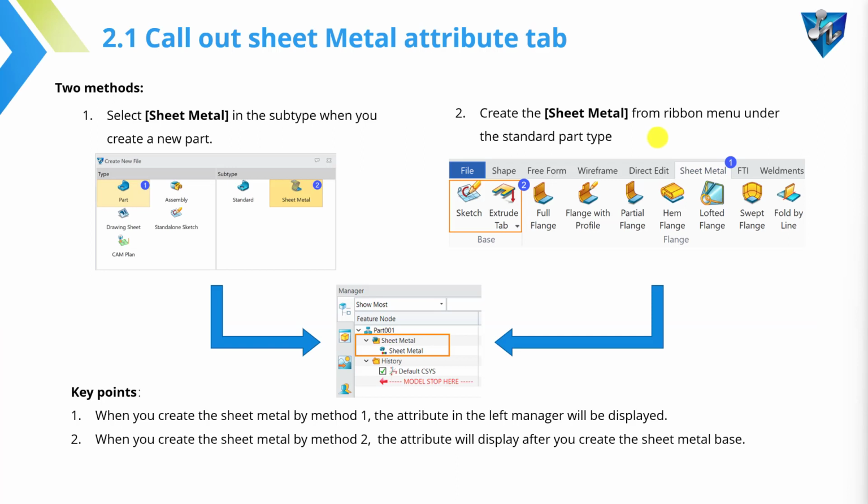Alright, first of all, let's see how to call out the attribute tab in the History Manager. As you already know, we can create a sheet metal part by two methods. The first method is to select sheet metal as the subtype when you create a part. So in this case, the attribute tab will be available for you once you click the OK button. And the next method is suitable for the cases where you just created a common part instead of a sheet metal part. So in this case, you need to extrude a base or base flange to call out the attribute tab.